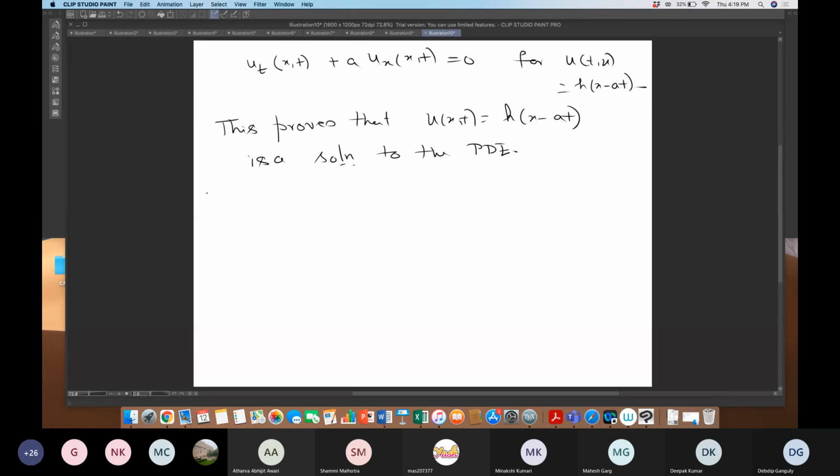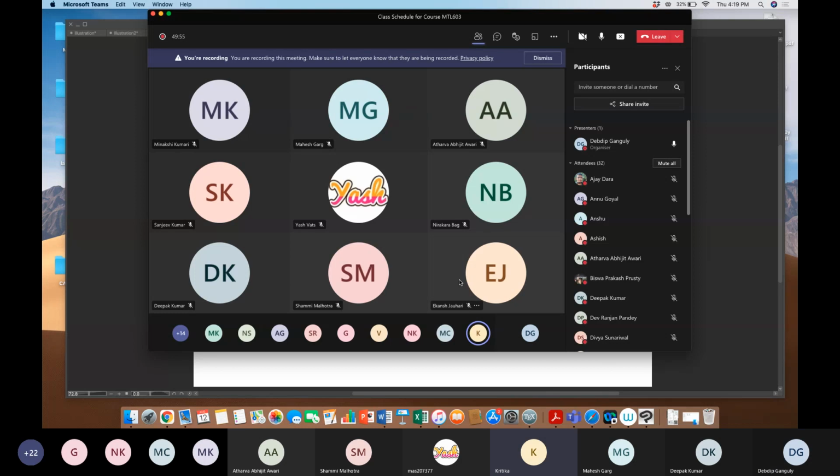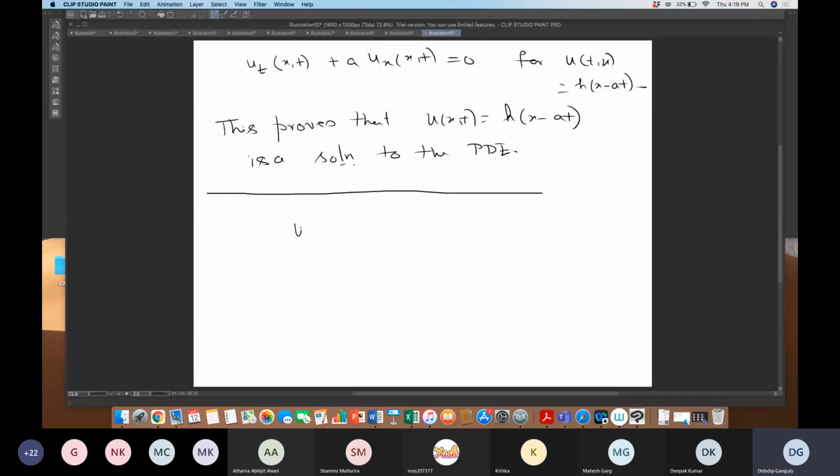Sir, in the question, t is strictly greater than 0. So how can t naught be 0? I have specified the value of u naught of x. So when we draw the curve, gamma of s is (t of s, x of s). What is t of s? This is s plus t naught. So this is a straight line, right?